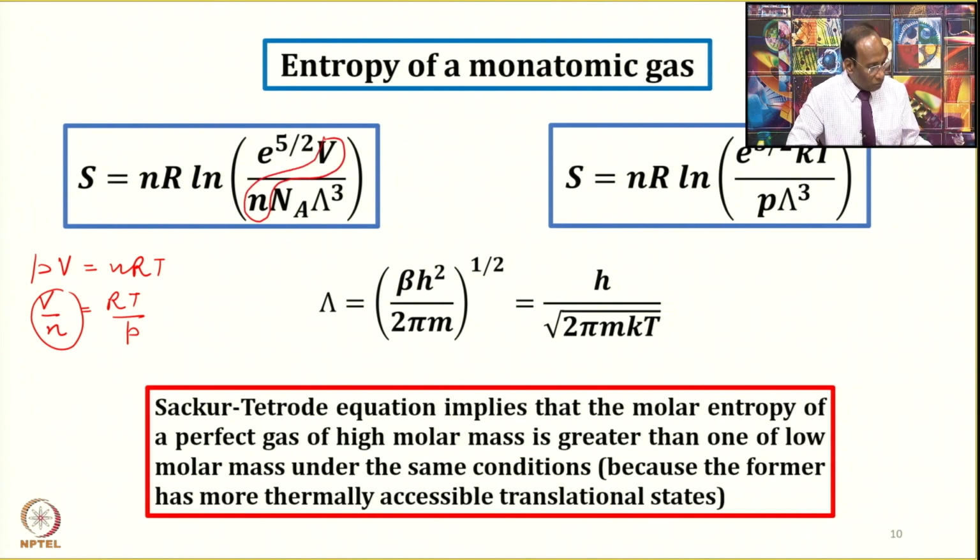This exponential term will become, let me write here only, nR log exponential 5 by 2, V upon n is RT upon P. Then I have Na and then I have lambda cube.